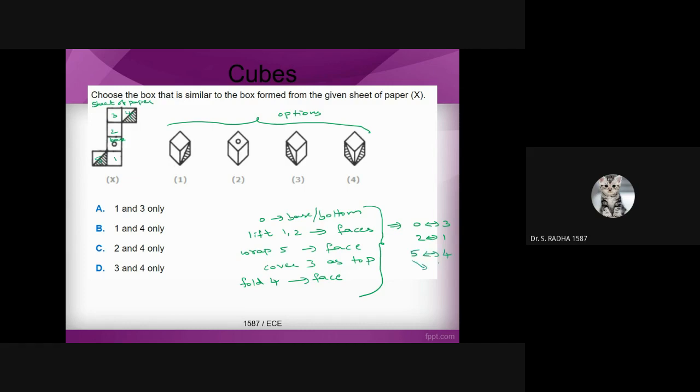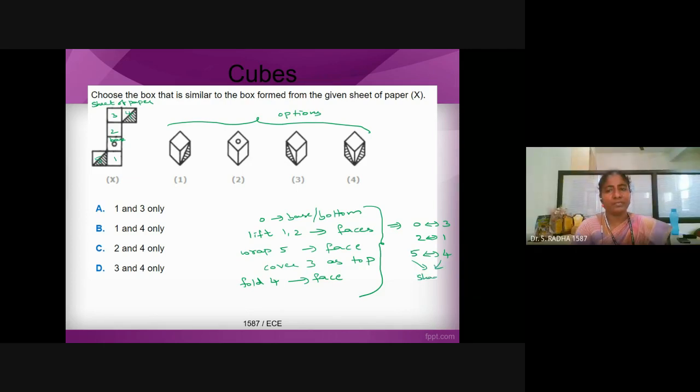Both of them have shading. They are opposite faces. So what is possible here? Opposite faces should have shading. Option 4 is not the answer because its opposite faces do not have shading. So 4 cannot be the answer because only opposite faces can have shading. So we eliminate option 4 in all these. So 1 and 3 are the possible answers.